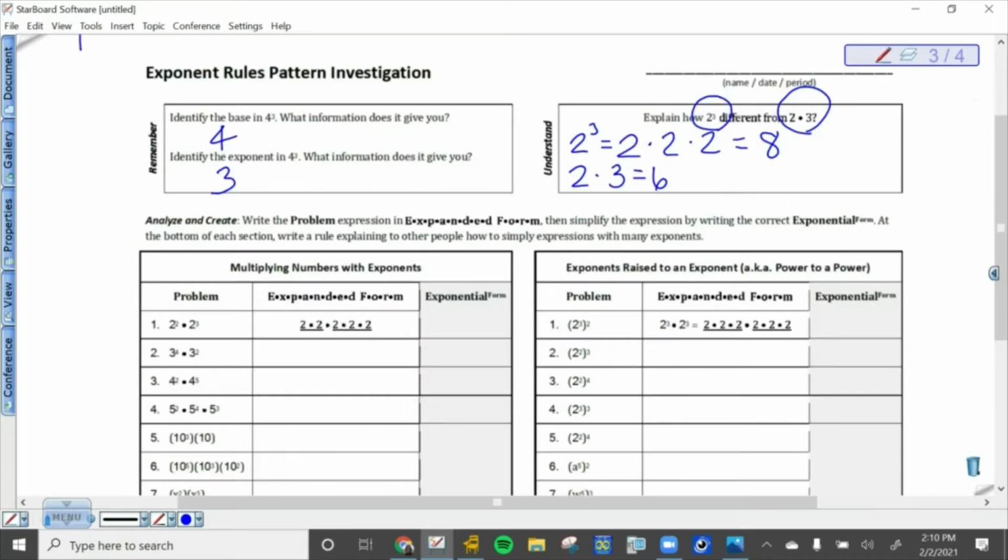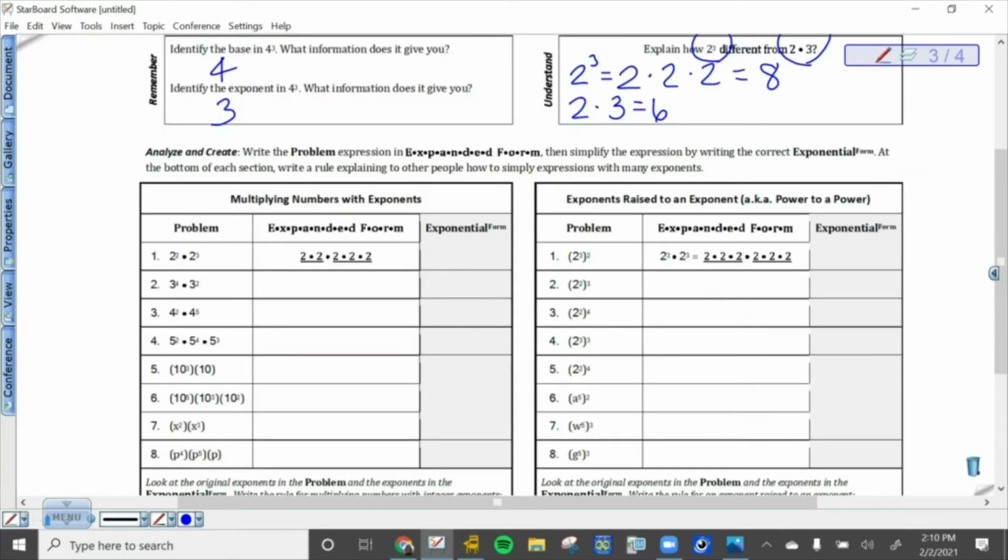Right? So now what I want you guys to do is we're going to work through all of these problems down here. And the first one they started for us, so let's do that. So they gave us this problem, 2 to the 2nd power times 2 to the 3rd power. And then they wrote that in expanded form. Expanded form means you just take it one by one. Did you have a question?